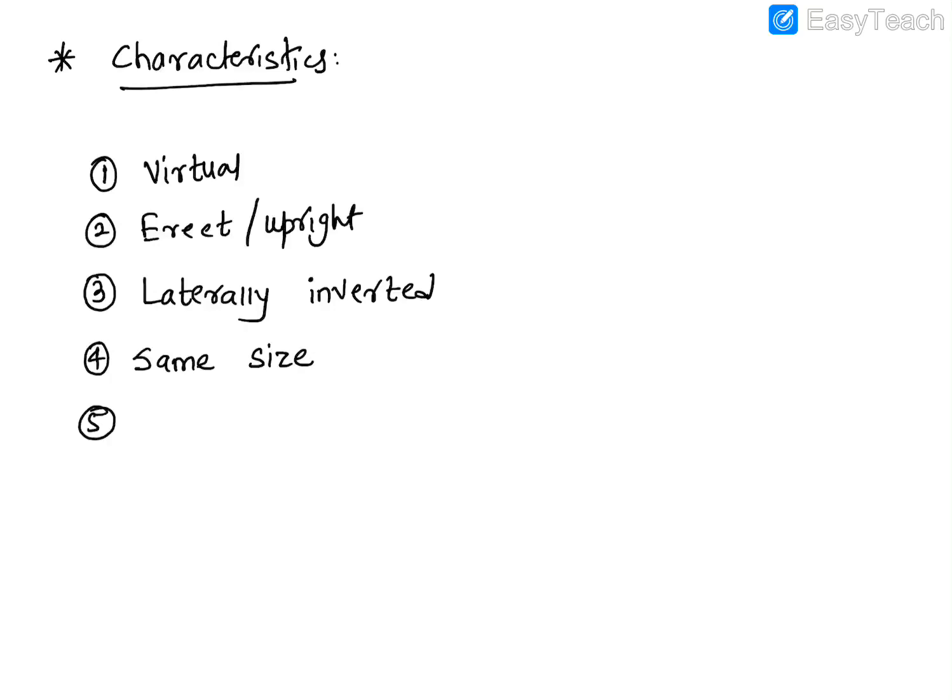Number 5 is that the object distance will always be equal to the image distance, meaning whatever is the distance of the object from the mirror, the same would be the distance of the image from the mirror. So your object distance is always equal to the image distance. Clear? Okay, so they may ask you these characteristics.